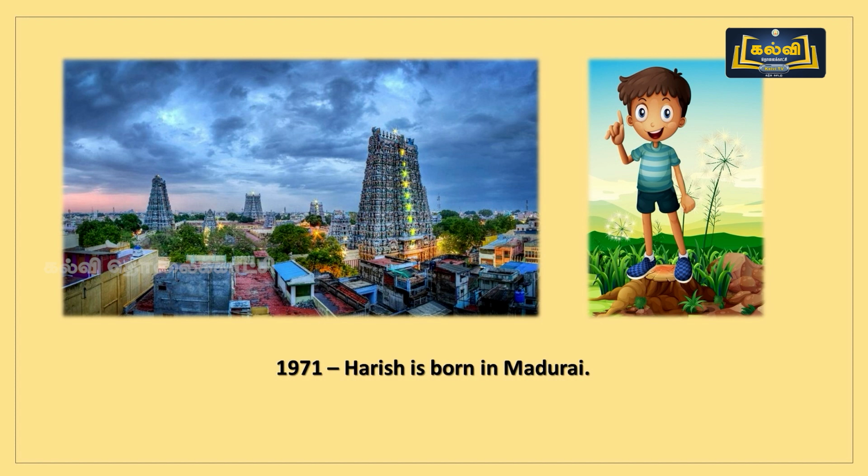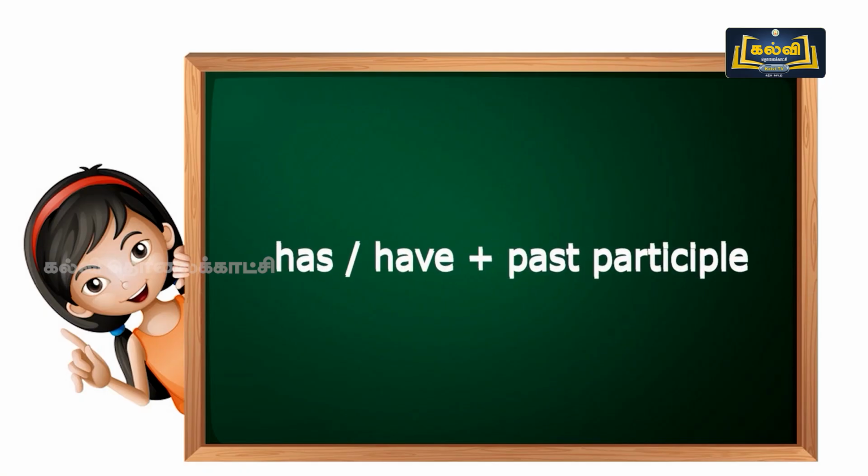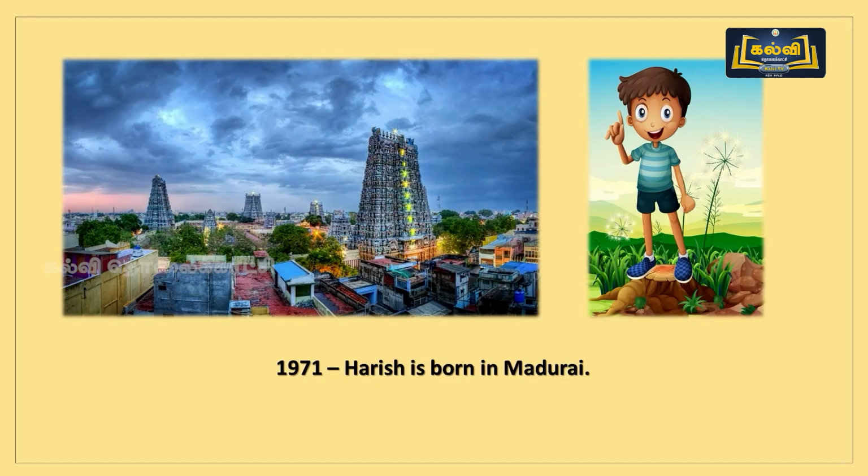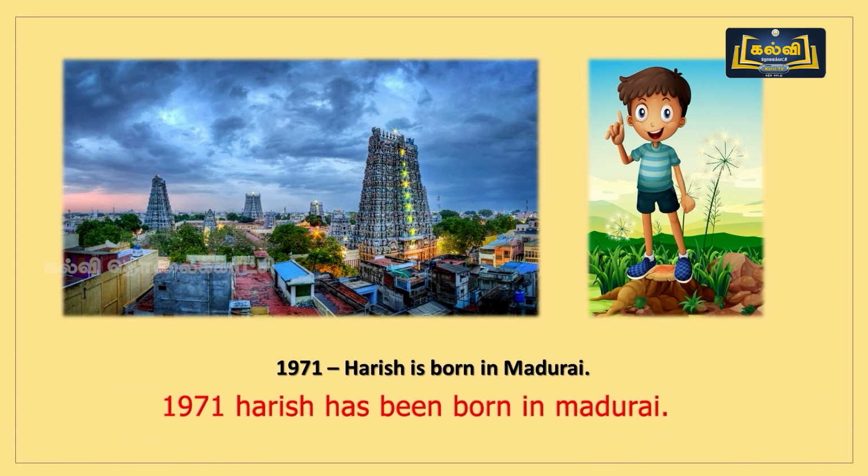Children, for the present perfect tense, the rule is has or have plus past participle. In the sentence 1971, Harish is born in Madurai, is is the auxiliary verb given. So, you will use the be form verb along with the past participle: 1971, Harish has been born in Madurai. Since is there, you use has been born in Madurai.